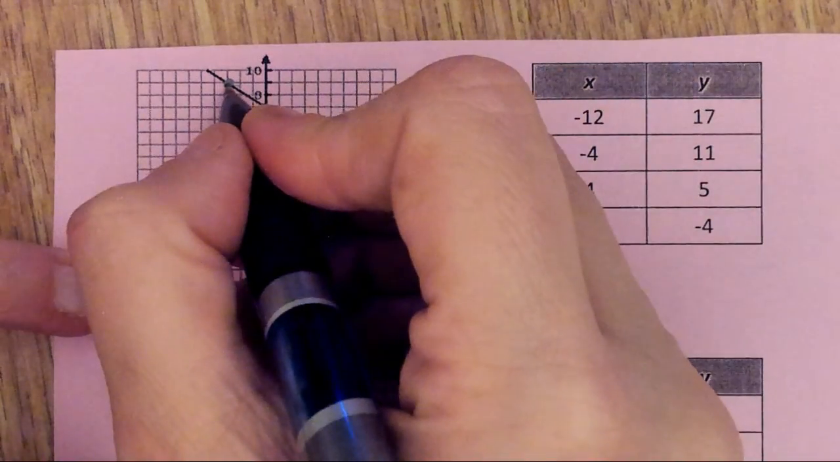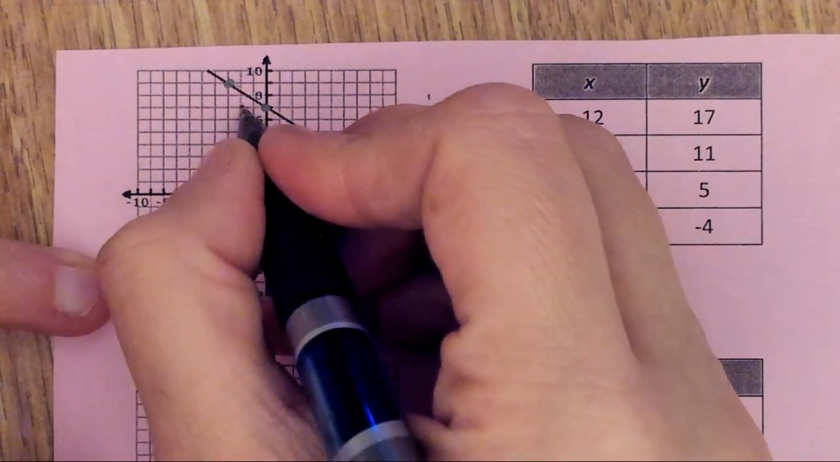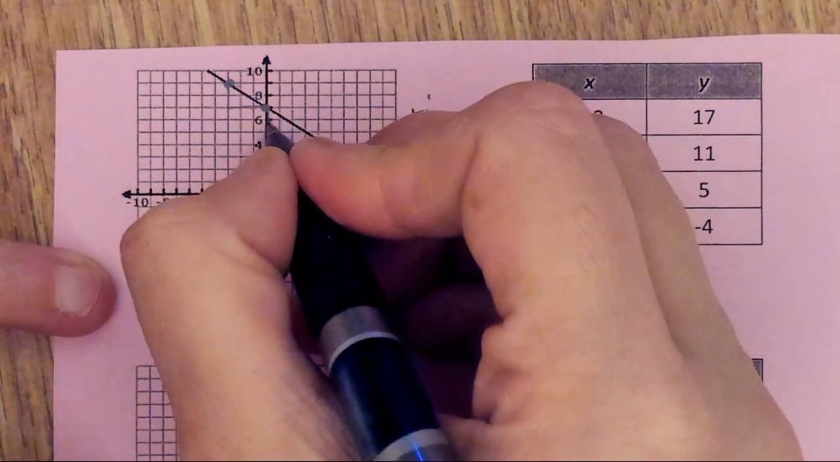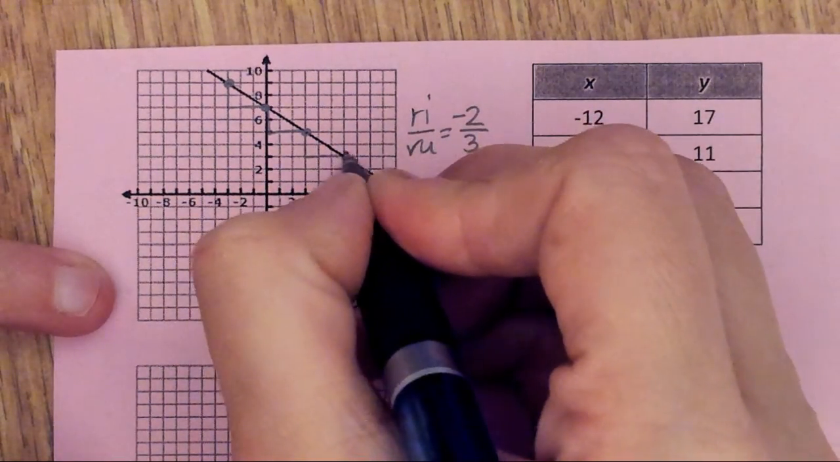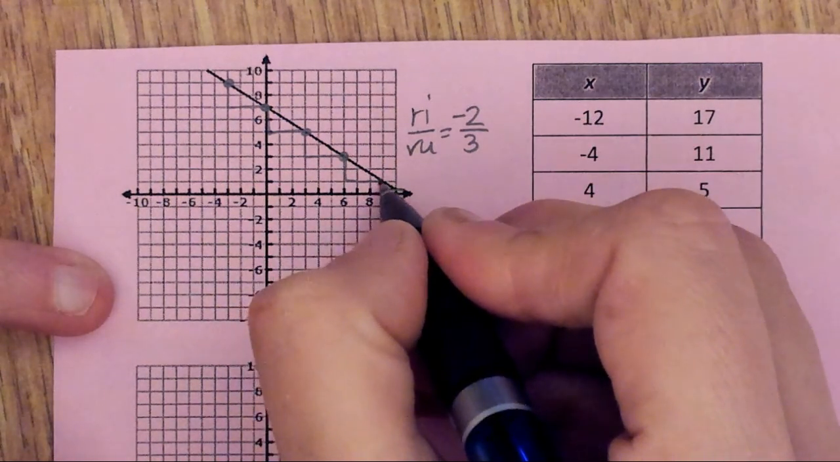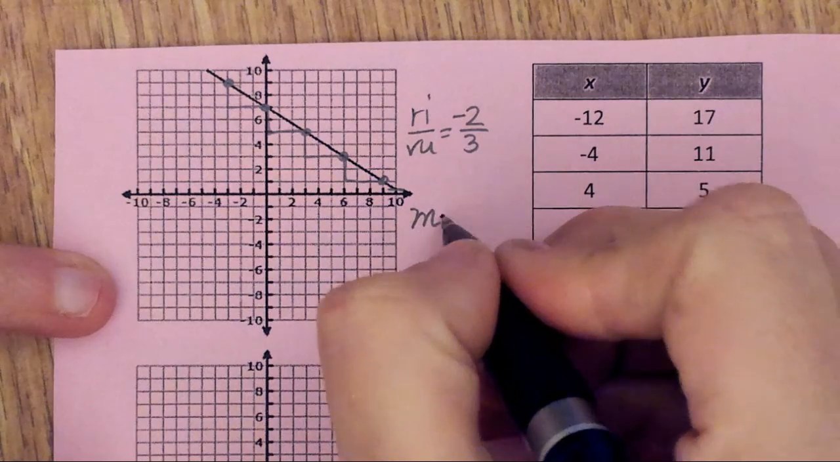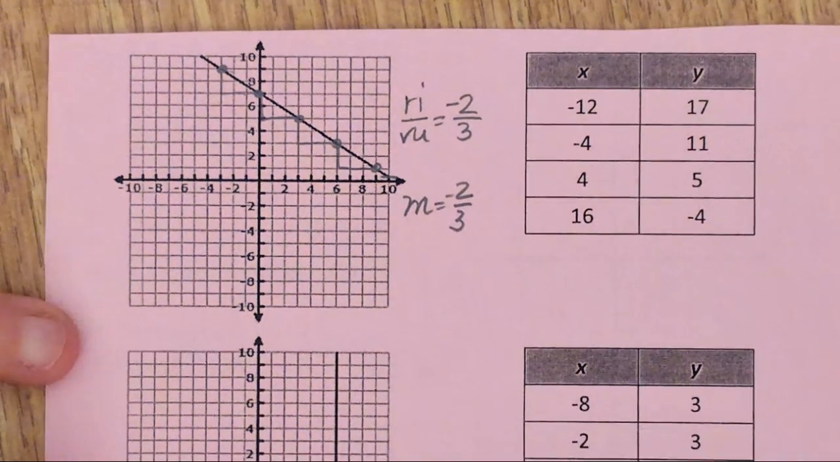So when I look at this one, my rise is down 2. My run is 1, 2, 3. So I'm going to go down 2 over 3, down 2 over 3, and I'm on the line. Down 2 over 3, and I'm still on the line. So I feel pretty good about this one. My slope is -2/3.